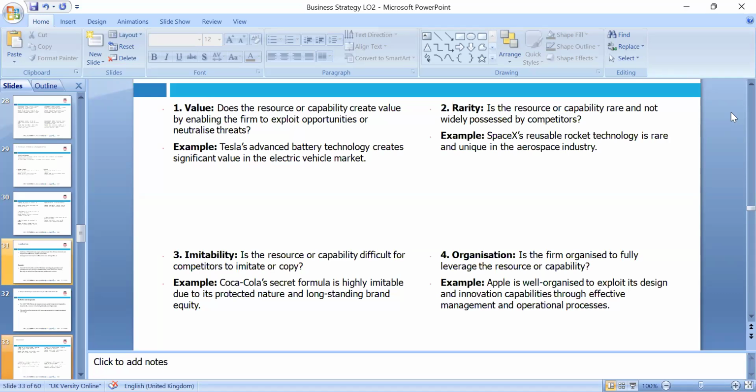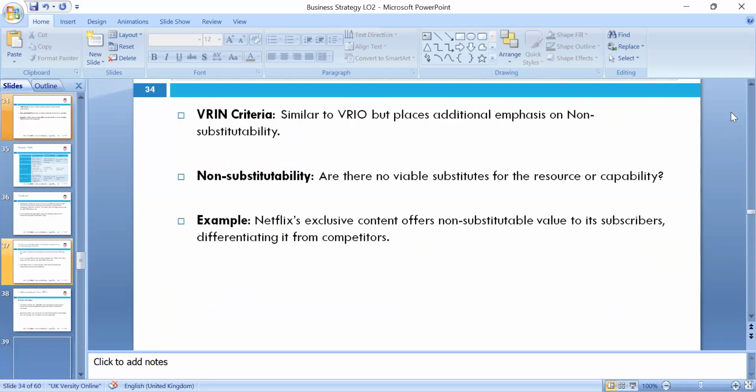Organization: is the firm organized to make full leverage of its resources and capabilities? Apple is well organized, exploiting its design and innovative capability through effective management and operation.